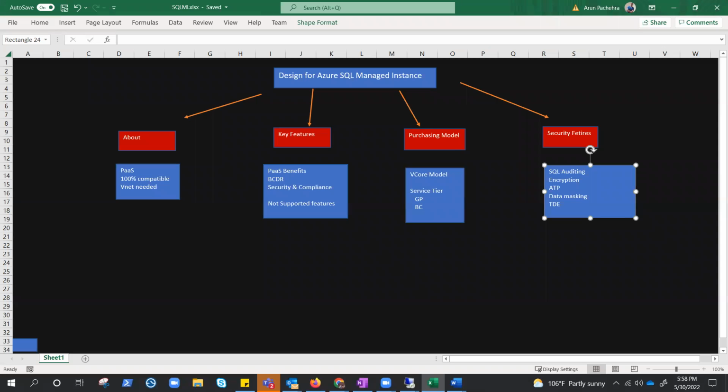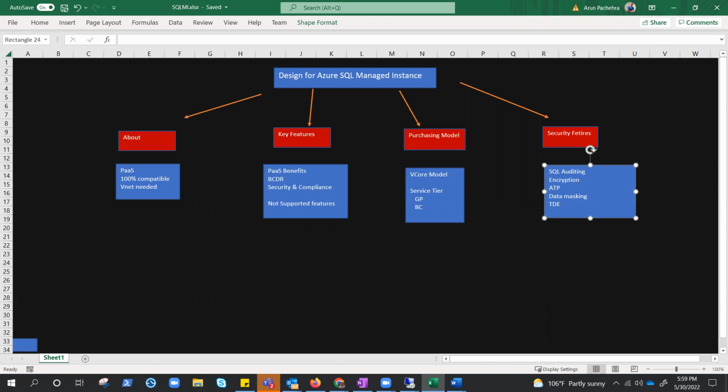Encryption, data encryption in motion. SQL managed instance secures your data by providing encryption for data in motion using Transport Layer Security. In addition to TLS, SQL MI offers protection of sensitive data in flight, at rest, and during query processing with Always Encrypted.